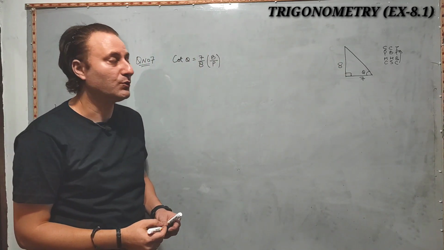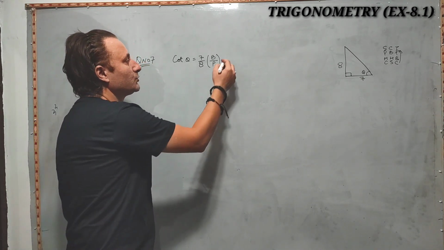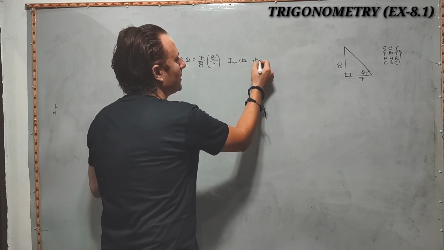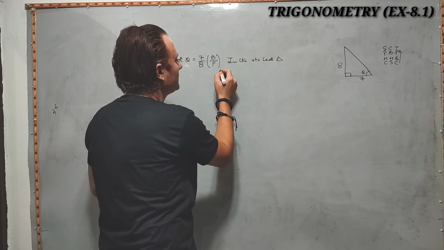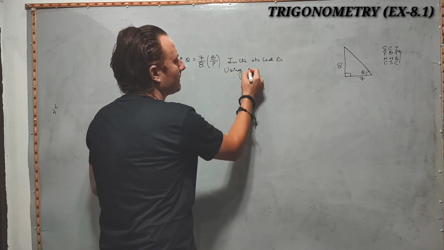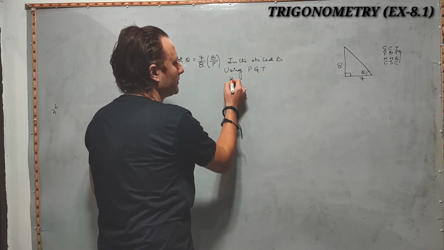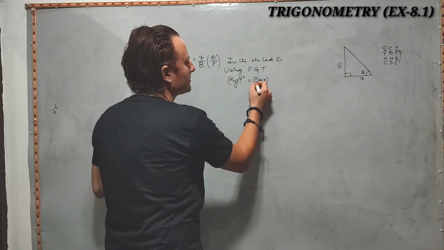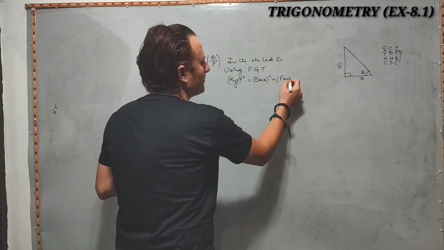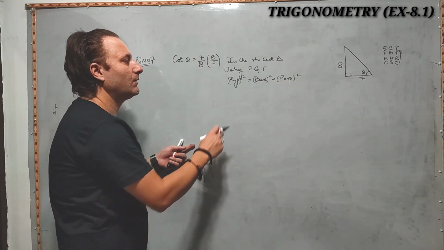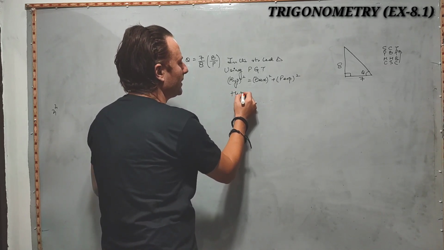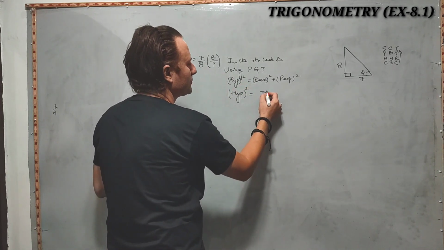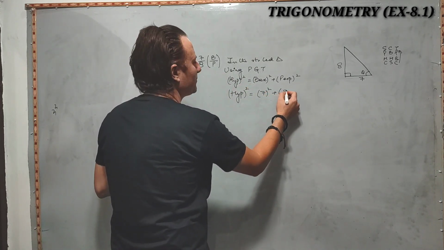So what is the first thing to do? Obviously we have to find the third side. So what will we say? We'll say in the right angled triangle, using Pythagoras theorem, hypotenuse square is equal to base square plus perpendicular square. Now hypotenuse is the one that we need to find, so let this be as it is. Then we have base, that is 7, so square, and then we have perpendicular, that is 8 square.